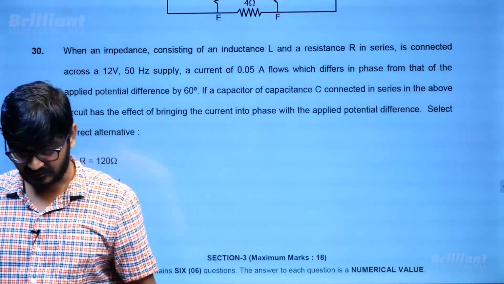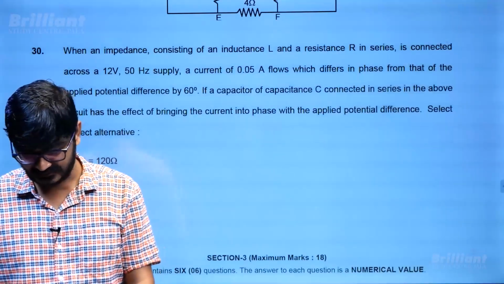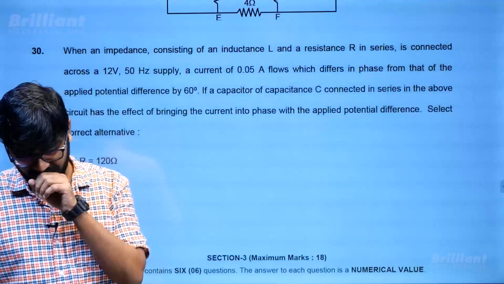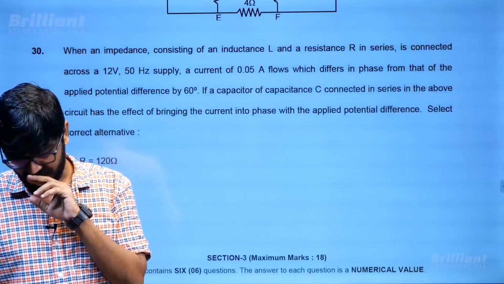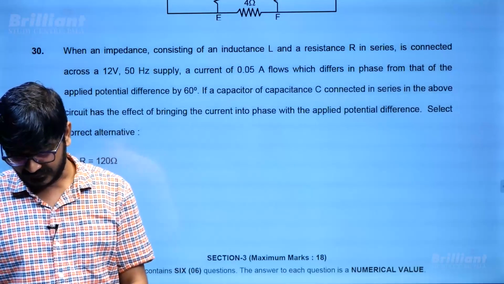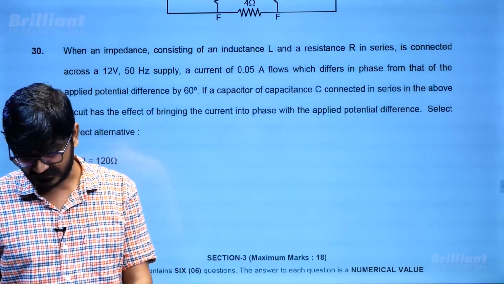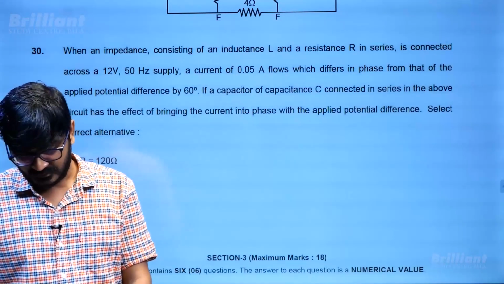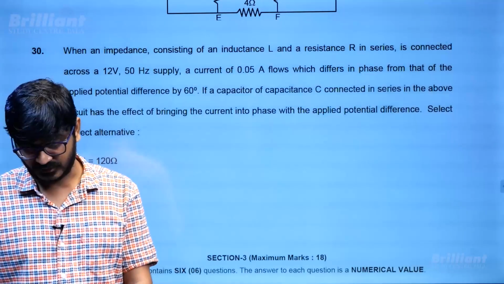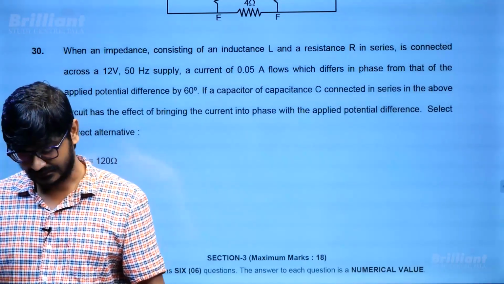When an impedance consisting of inductance and resistance in series is connected to a 12 volt 50 Hz supply, a current of 0.05 ampere flows, which differs in phase from the applied potential difference by 60 degrees. If a capacitor of some capacitance is connected, then the current is in phase with the potential difference, so it is becoming resonance.